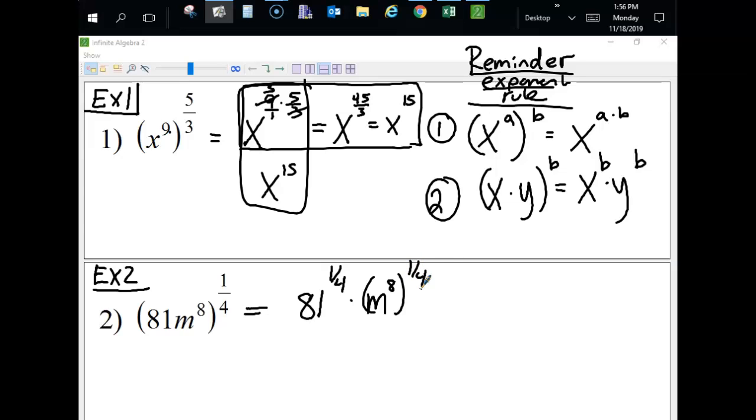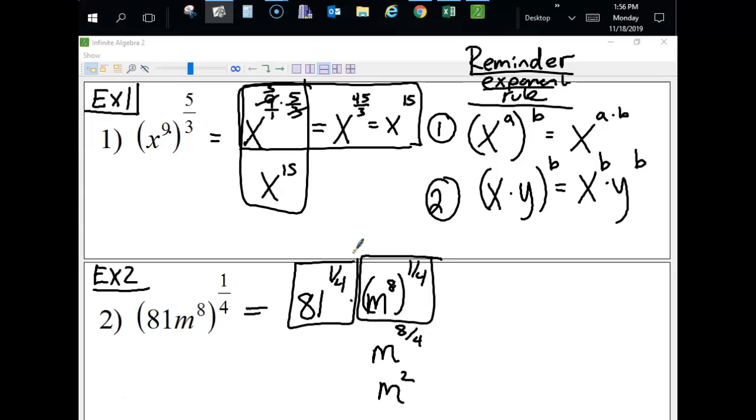All right, so let's do this. This is pretty chill. What's that going to come out to be? m squared, because 8 times 1/4 is going to be 8/4, which is 2, right? But what about this? Now, this is where we get to think back to what we learned last class, okay?